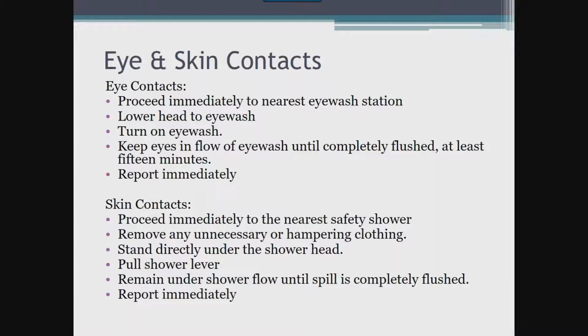The employee should stand directly under the shower head or place their body part directly under the sink faucet and pull the shower lever or turn on the water. They should remain under the shower flow or sink faucet flow until the spill is completely flushed. In the situation of both eye and skin contacts, they should be reported immediately to laboratory leadership.